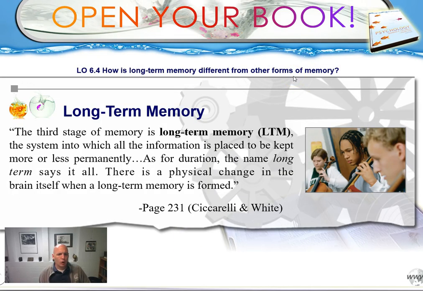Now, when we talk about long-term memory, this is the third stage of memory. This is a system in which information is placed to be kept more or less permanently. The name long-term memory says it all. There's a physical change in your brain that happens. This is called a memory trace or an engram. When a memory trace is formed, it's there. Now, if you don't access it in time, it fades.